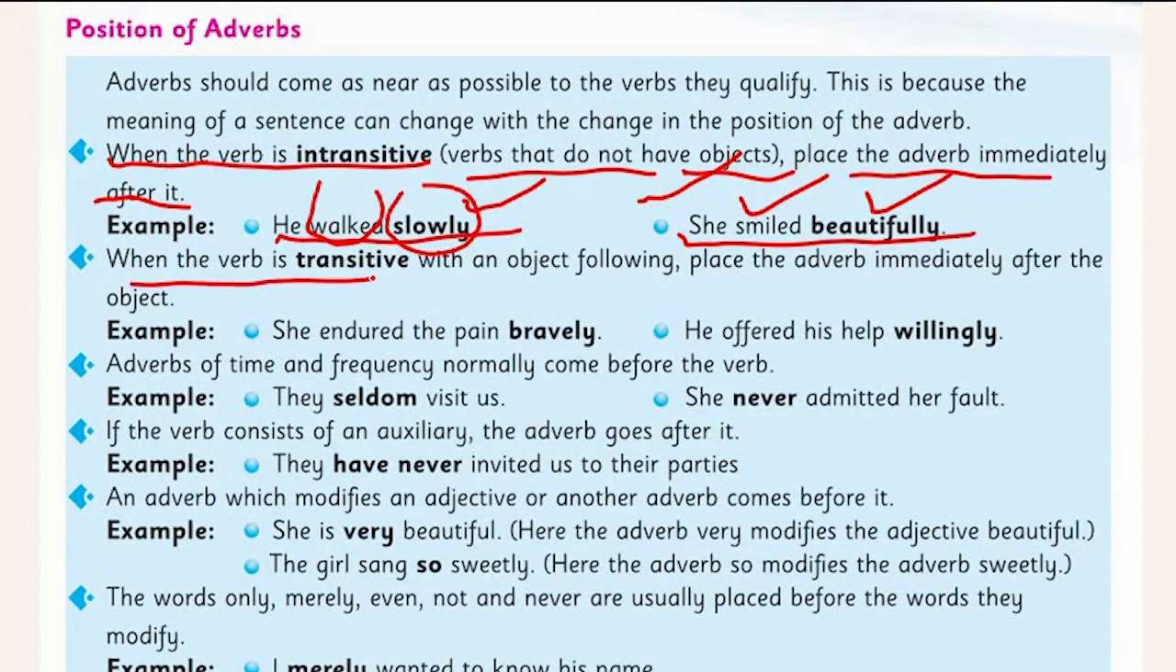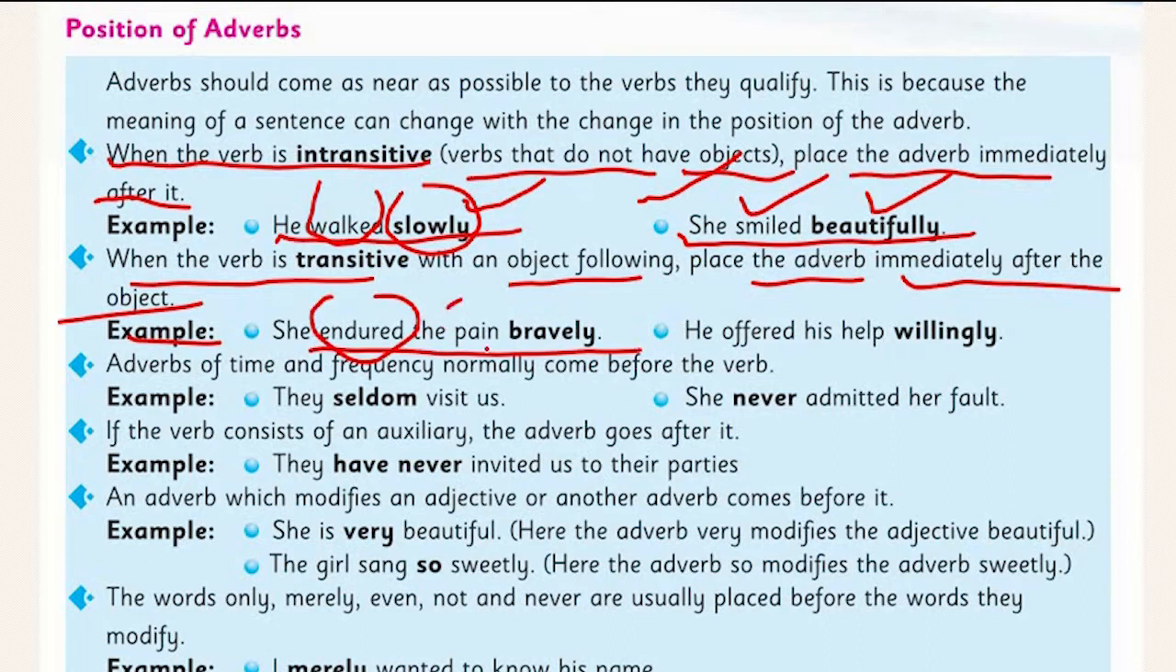When the verb is transitive with an object following, place the adverb immediately after the object. In a transitive verb, what do we have? We have an object after the verb, so we place the adverb after the object. For example, she endured the pain bravely. Endured is a verb, pain is an object here, and bravely is what? Yes, it's an adverb here.